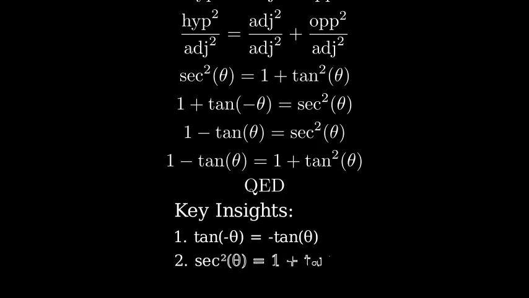And that completes our proof of this trigonometric identity. Remember the key insights: the behavior of tangent under negation and the fundamental relationship between secant and tangent.